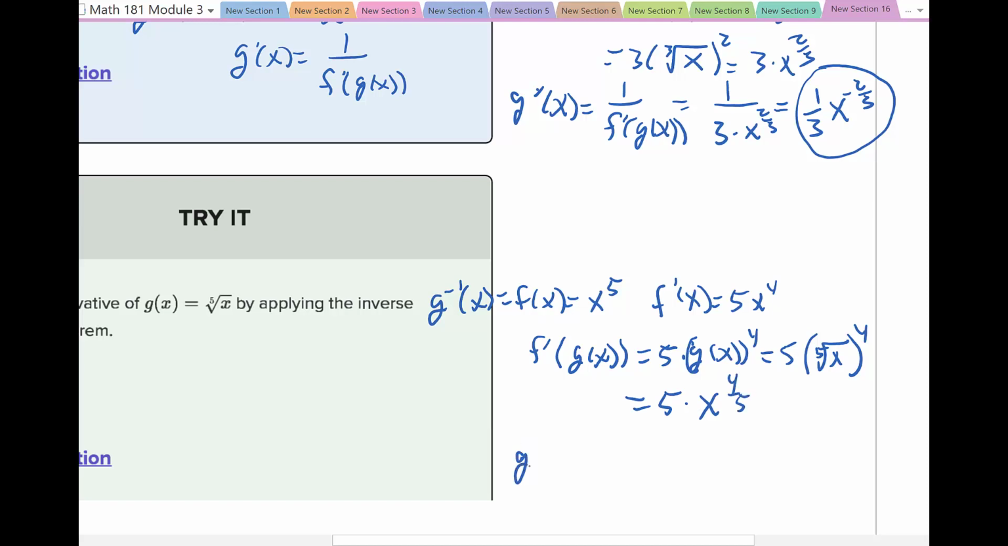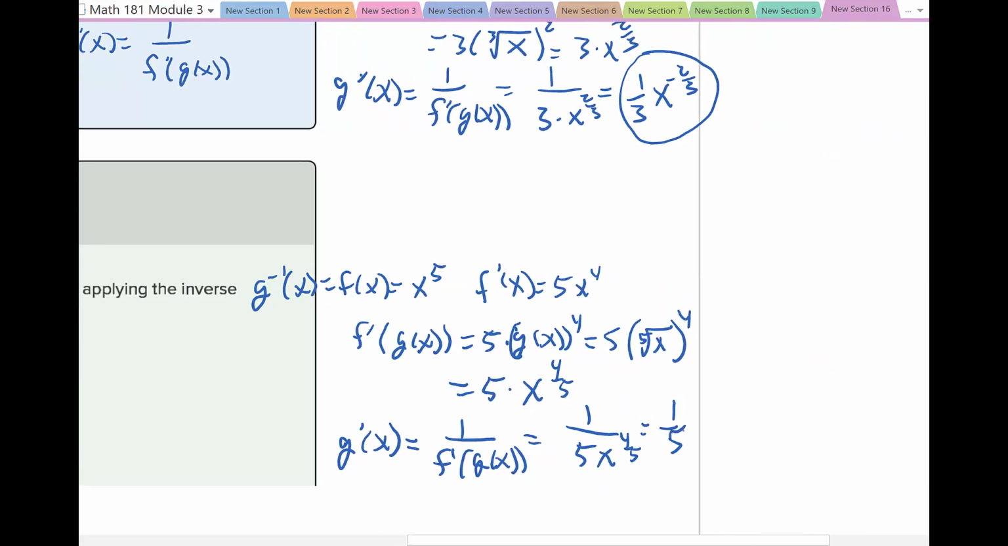So if we're looking for g prime of x, that's going to be 1 over f prime of g of x, remember f's the inverse. We just found f prime of g of x, so that's 1 over 5 times x to the 4/5, which is 1/5 x to the negative 4/5 power.